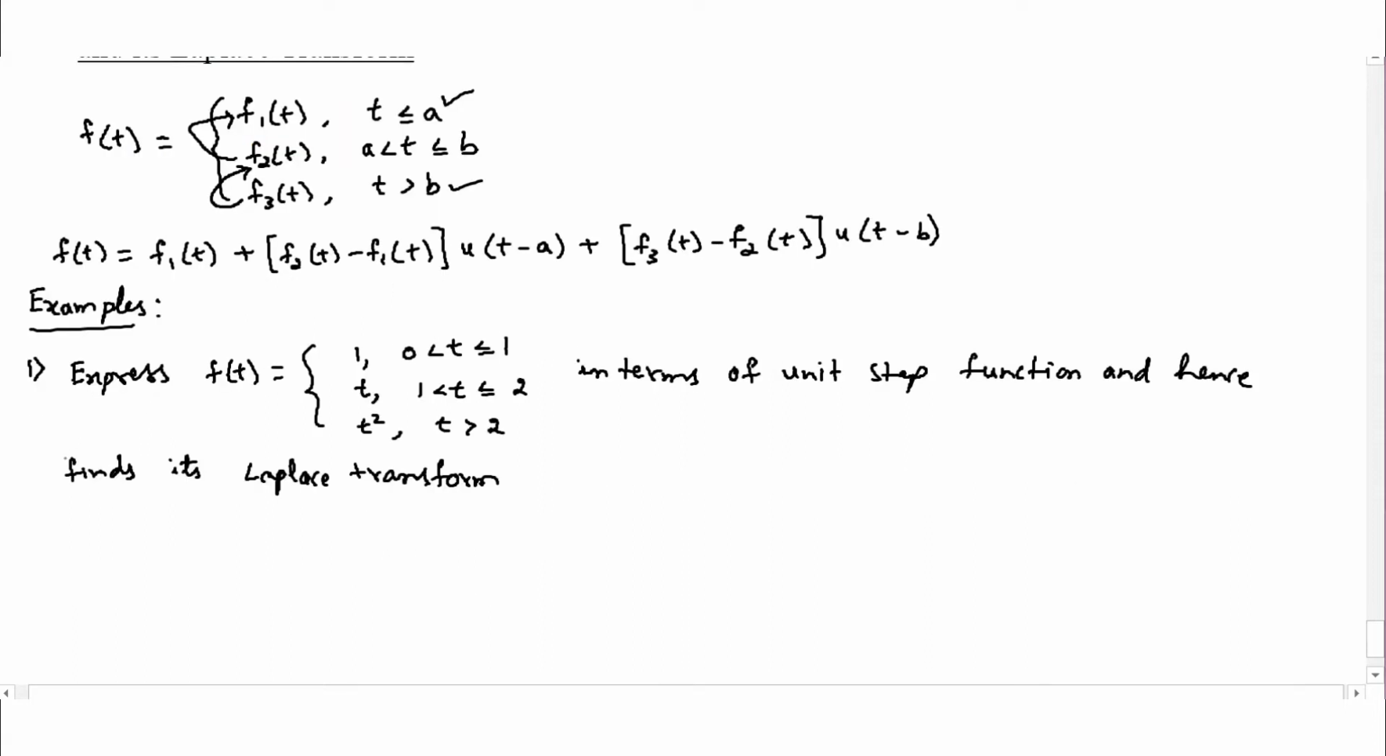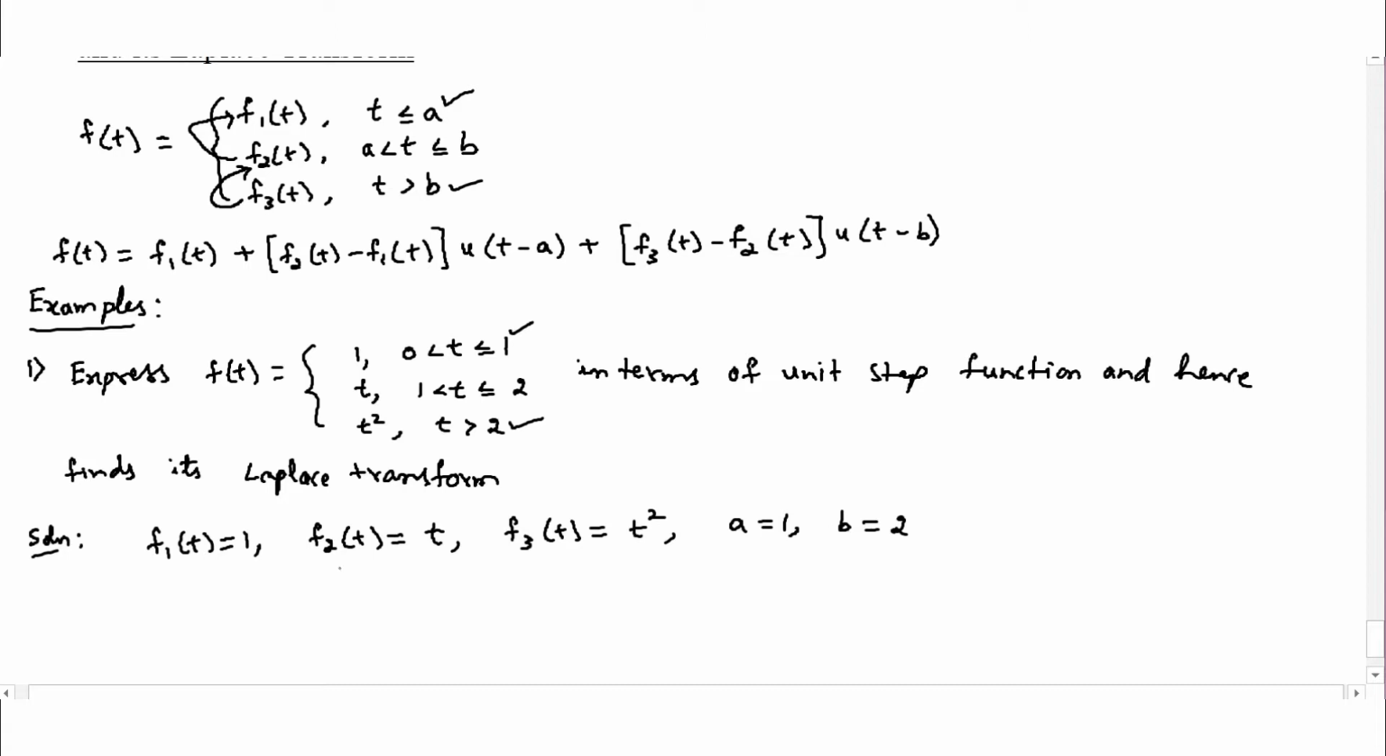If you compare with the property above, the first value will be your f1 of t. So f1 of t in this case is 1, f2 of t will be t, and f3 of t will be t square. And what will be the value of a? The value of a in this case is 1. And what is the value of b? If you observe over here, the value of b will be 2.